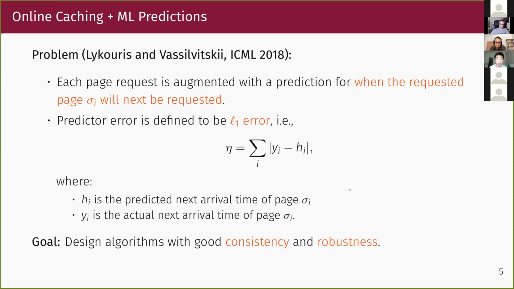Recall again that in this setting, we want to design algorithms with good consistency and robustness. So when eta is small, we want the competitive ratio to be much less than log k. And when eta is large, we will still recover the O of log k guarantee that worst-case competitive analysis gives us.